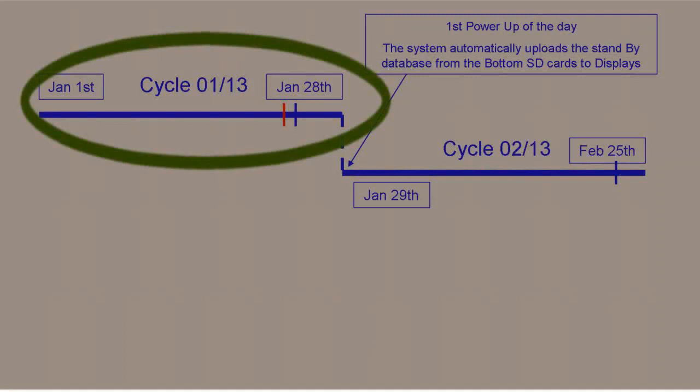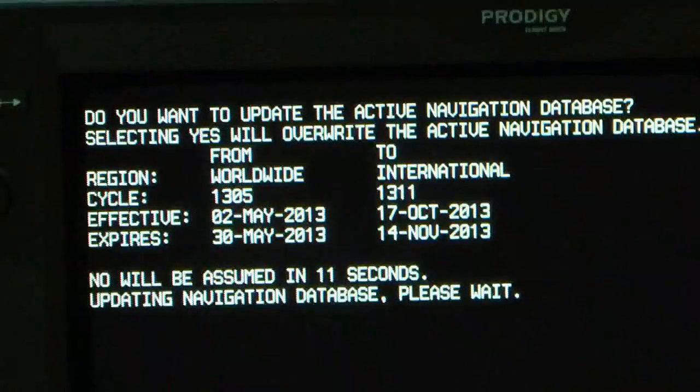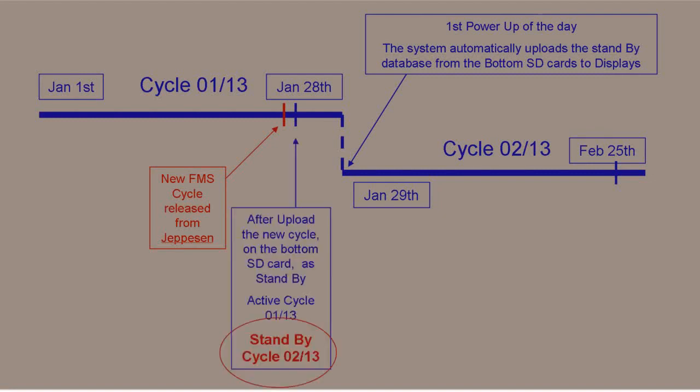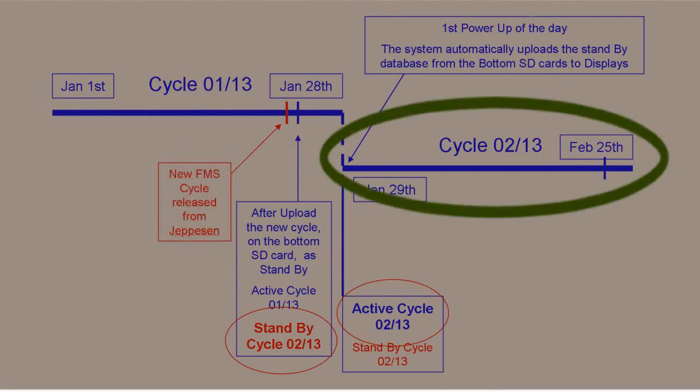For uploading the day prior to the effective date, choose Yes when you are asked to update the standby navigation database, and choose No when you are prompted to update the active database. This case is called Dual Navigation Database. It allows each display to store an upcoming navigation database on the bottom SD card so that the system can automatically load it to replace the active database when the new database becomes effective. Generally, the next cycle becomes available 7 days prior to its effective date.